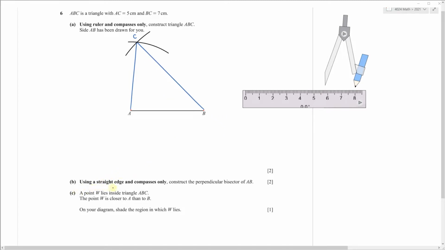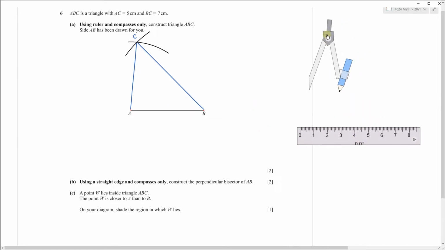Part B is using a straight edge and compass only, construct the perpendicular bisector of line AB. So to construct the perpendicular bisector of a line, I'll place it at point A, and then you have to open up the compass more than half the length of line AB. So more than half the length here, and then I'll draw an arc below the line and similarly another arc above the line as well.